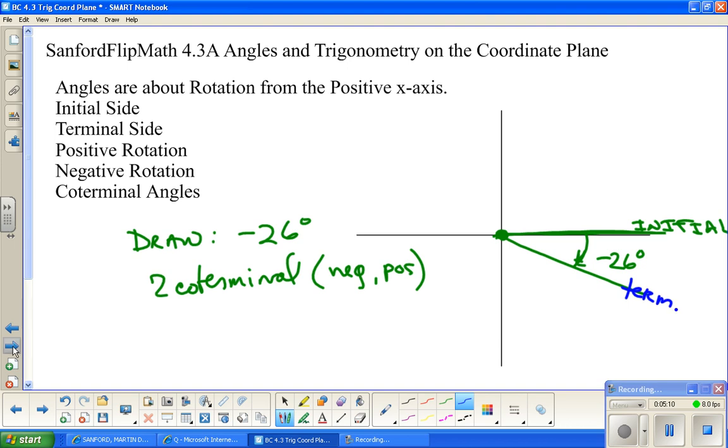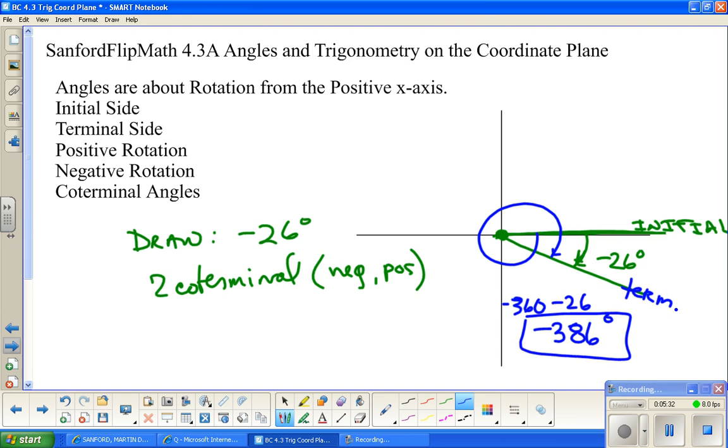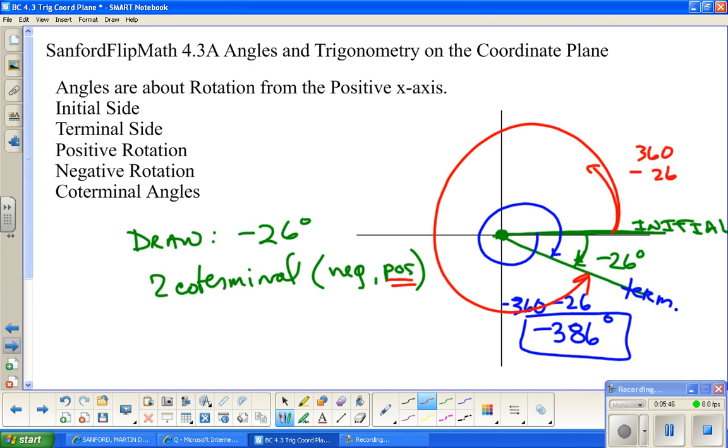If I want to get two coterminal angles, one of them has to be negative, so I'm going to go in the negative direction. Well, here's 360 and another 26, so I went negative, and a negative 26, so negative 386 degrees. So that's one coterminal angle. And the other one, I want a positive one, so that means I need to go this way. That's positive 360 if I go all the way, but I'm not going quite all the way. So this is going to be 334.